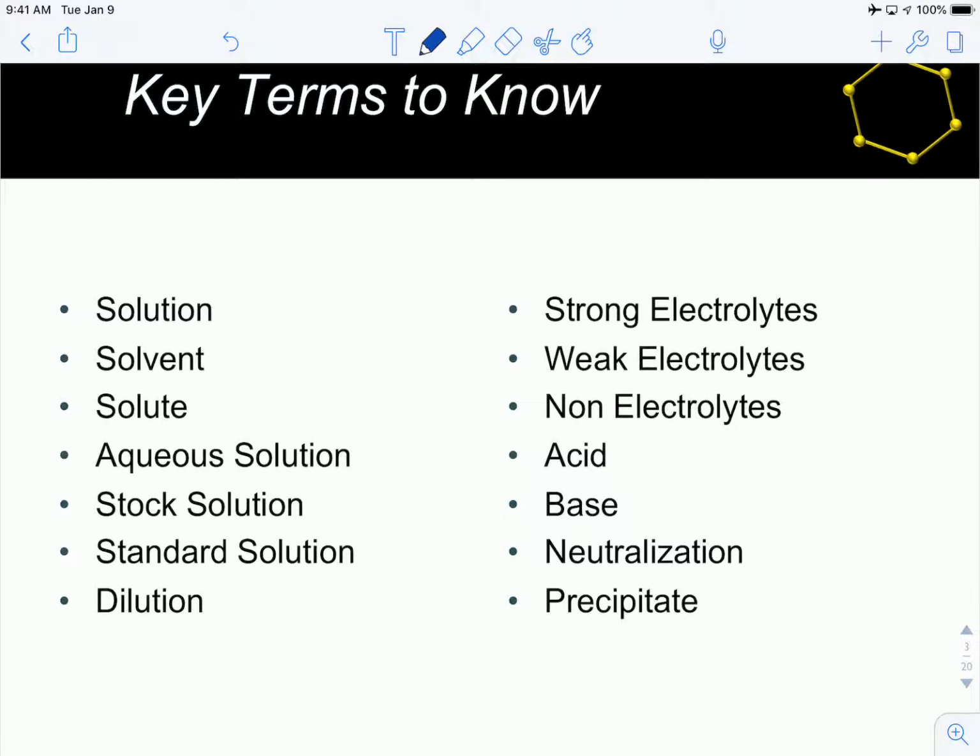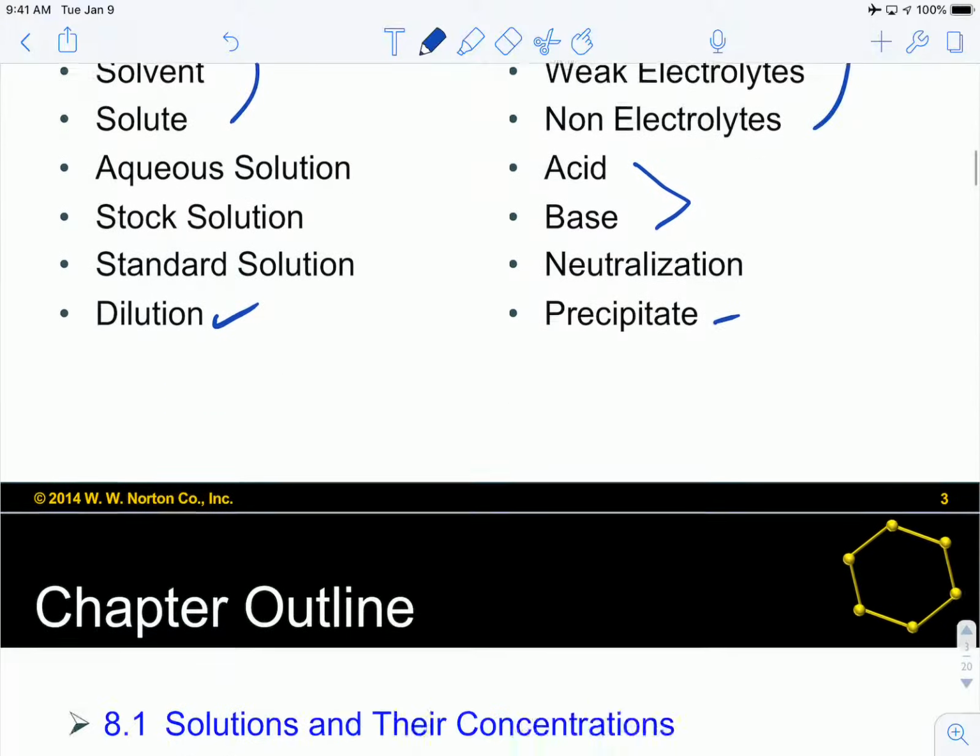These are key terms to know. They're throughout the chapter. I'm not going to go through all of these. Some of these you're introduced to in lab also, but I'll touch on some of them certainly. We'll have an equation dealing with dilutions. I'll definitely define acids and bases. We'll talk about precipitates and electrolytes. These are pretty basic. You probably know them already.